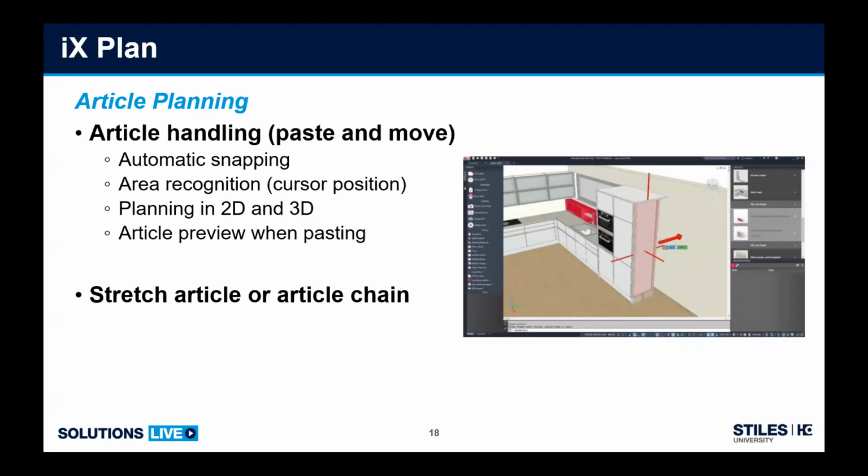With iXplan, you can preview the article before placing it on the layout section of the software. And just like we saw on the top 10 features, you can stretch an article or an article chain. By article chain, it means that you can select 2 or more articles, even though they might be on different places on that line of cabinets or articles, and then you can stretch them, and only the ones you select will be the ones that will be stretched.